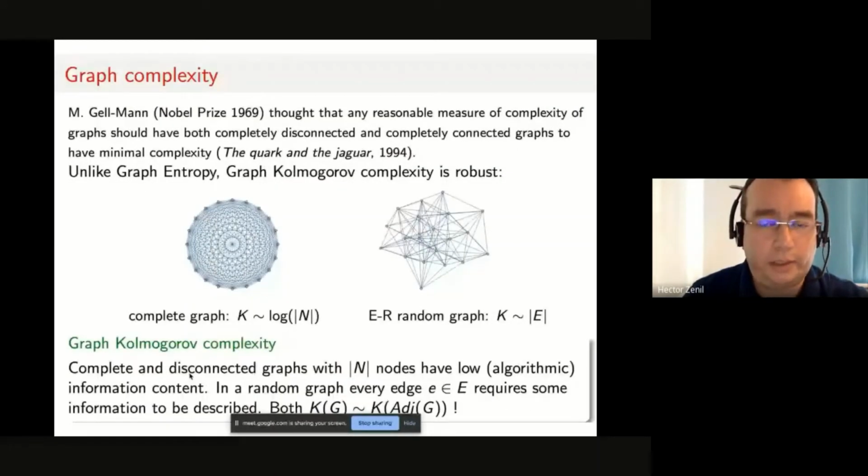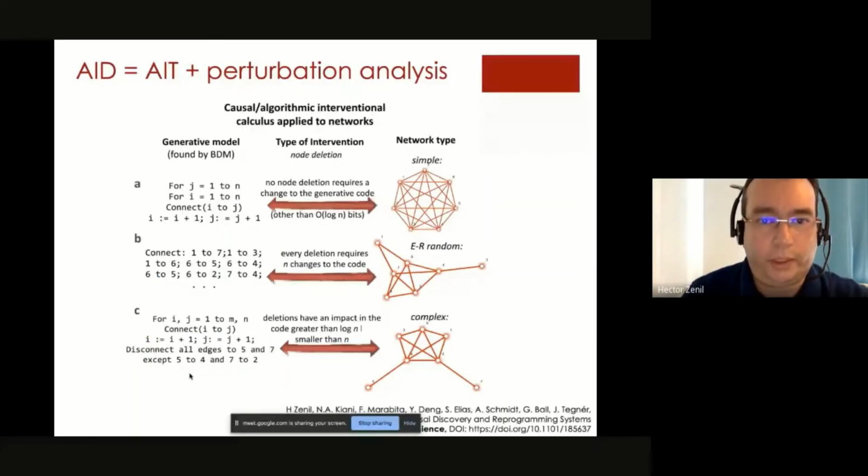And then you can apply the same idea to graphs. And that is what we did. So with graphs, we have done a lot, and it is incredibly interesting. So with graphs, you have again an example, for example, of a simple graph, which could be a complete graph of any size. And basically, the computer program says connect every node to every other node. And that is pretty much the description of any complete graph.